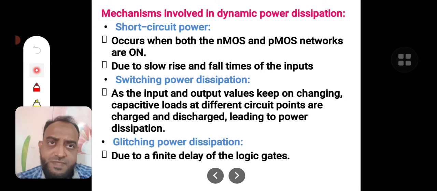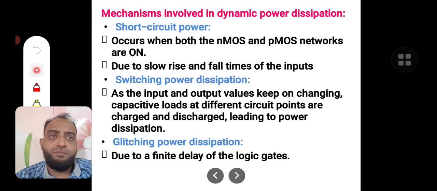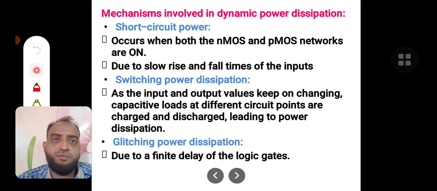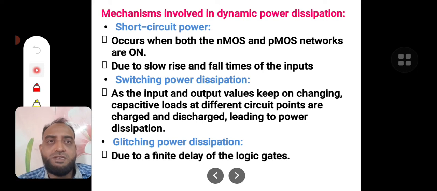Okay, coming back to the mechanisms involved in dynamic power dissipation. There are 3 types of dynamic power dissipation that may take place: short circuit power dissipation, switching power dissipation, and glitching power dissipation.